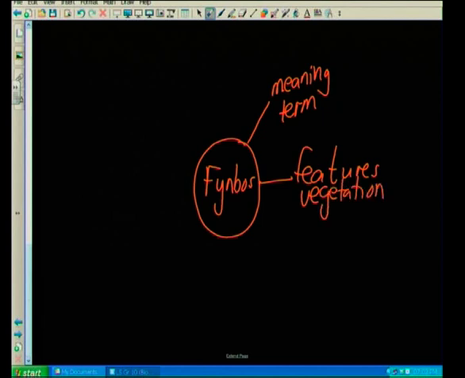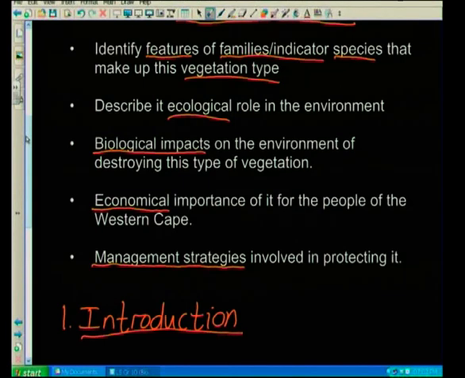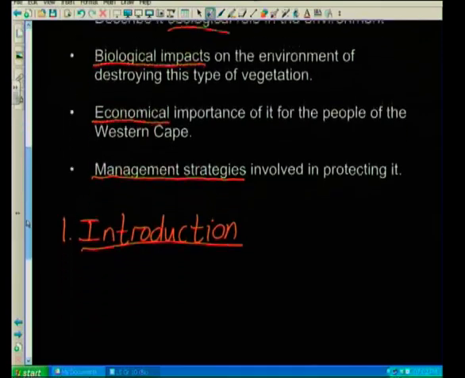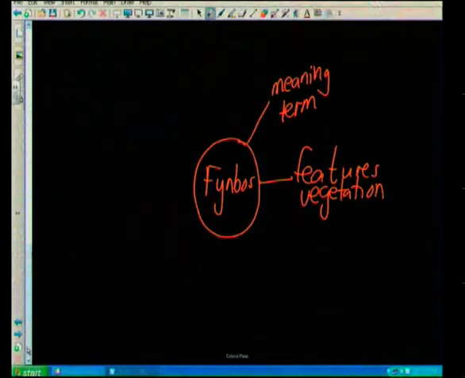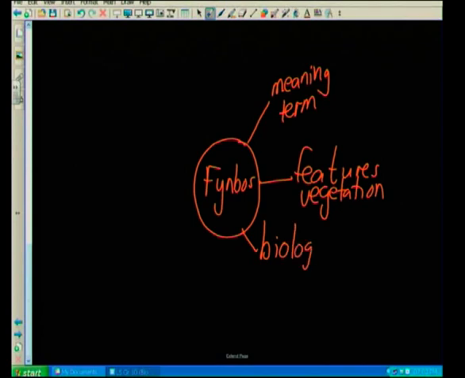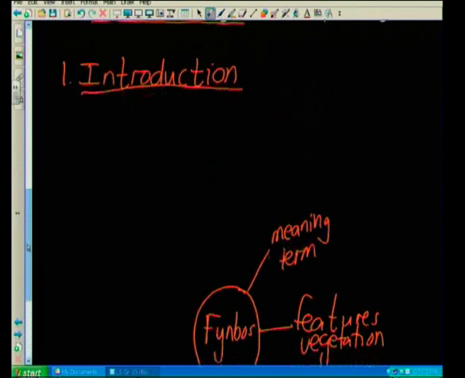Right, the next point. So we keep on going back. It's important, I think, to go back to your question each time. So your planning will actually help you to answer the correct question. So it's important to keep on going back. Right, biological impact on the environment of destroying. So what will happen if they destroy this vegetation? What impact will it have on the biological part, which means our living plants, our living animals? So the next point you have to discuss is the biological impact. Right, so there's already 3 of our points that we need to discuss in this essay.